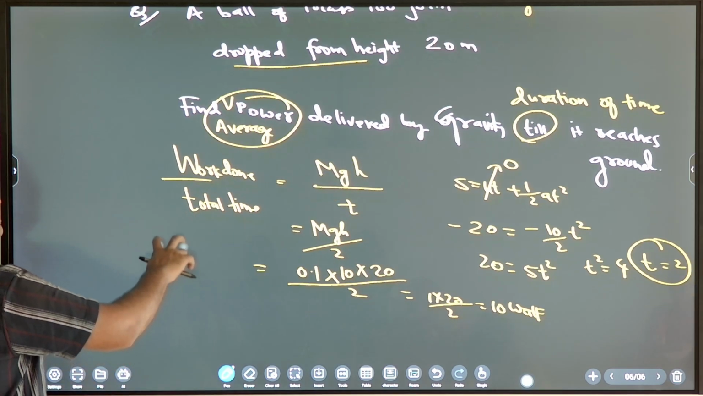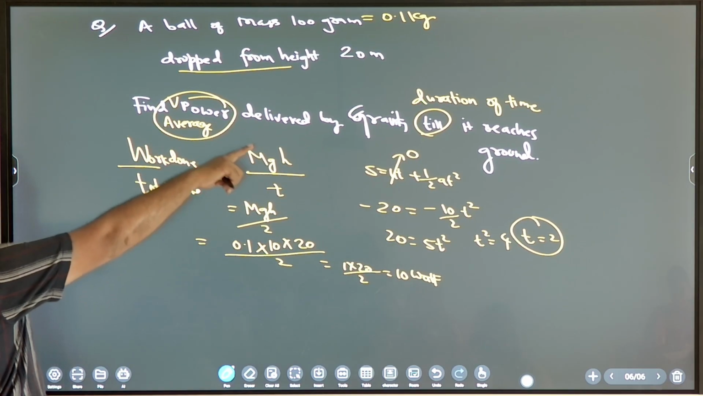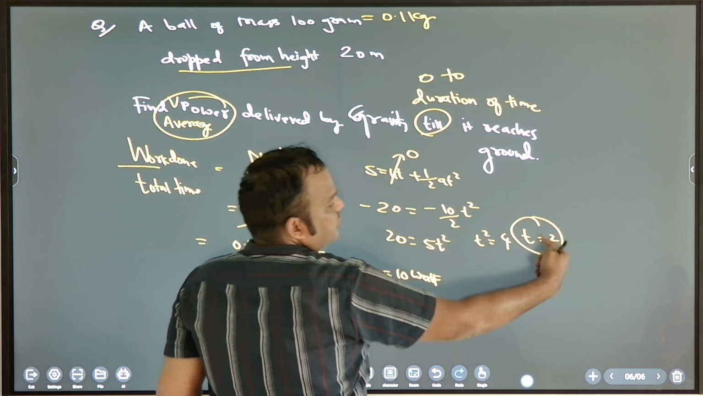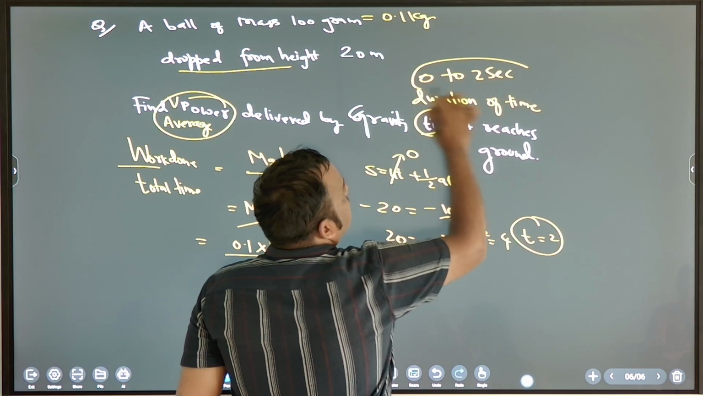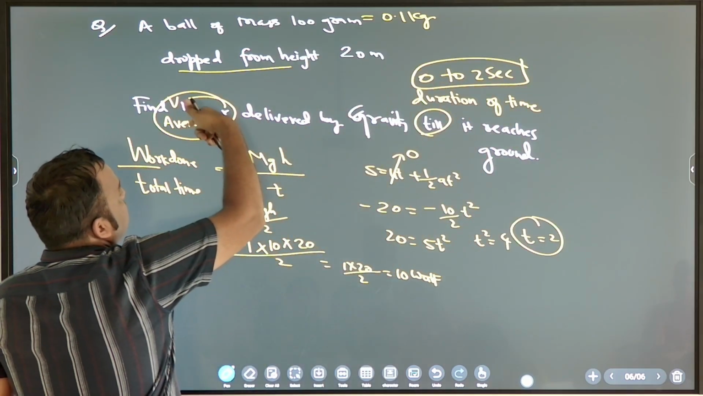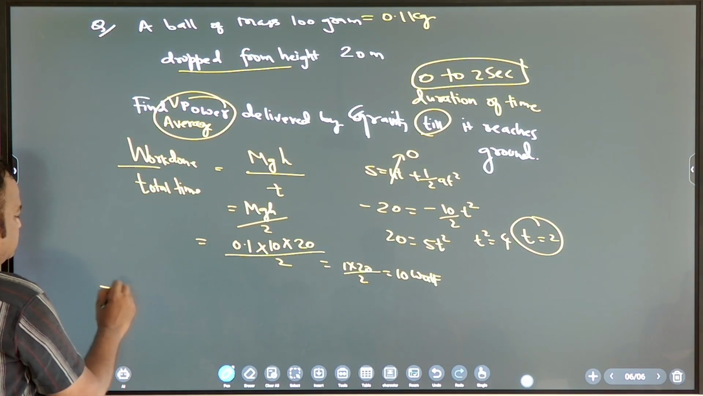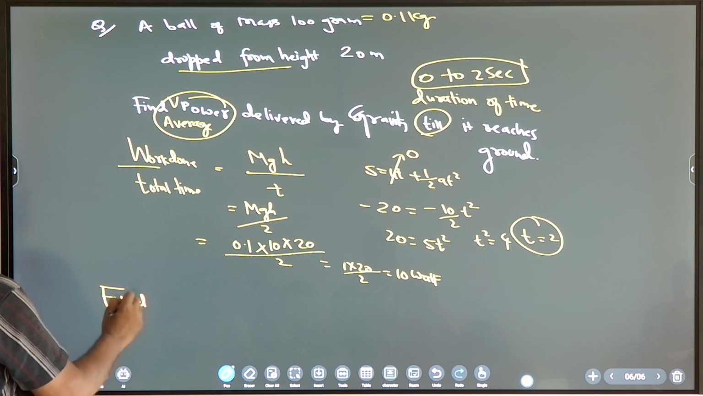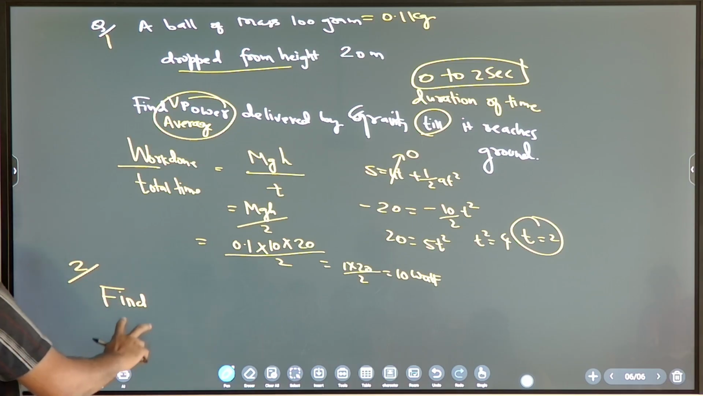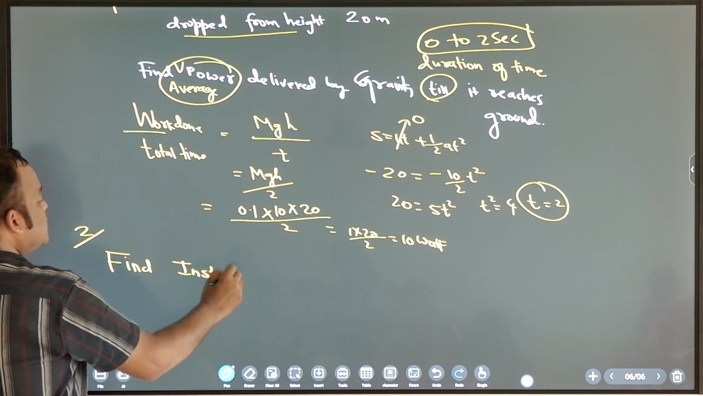So that is average power, over a duration of time, 0 to 2 seconds. If I say instantaneous power, this is the first question and this is the second question. Next question, write down: find instantaneous power.